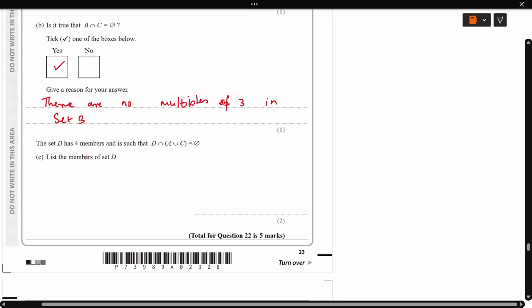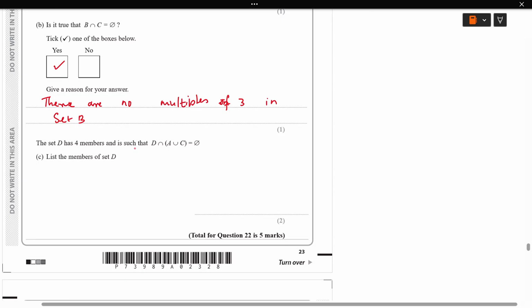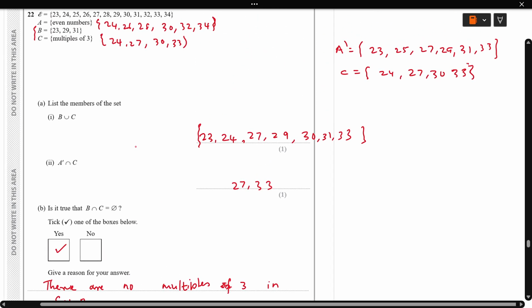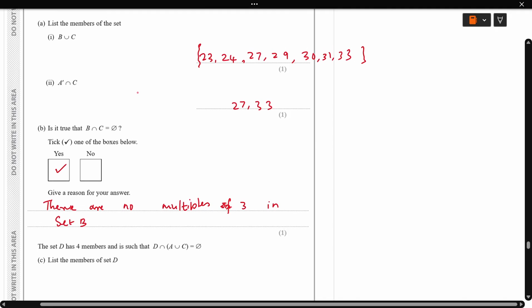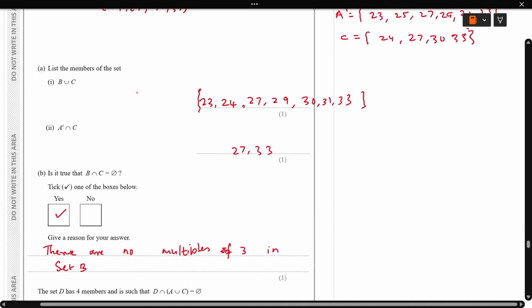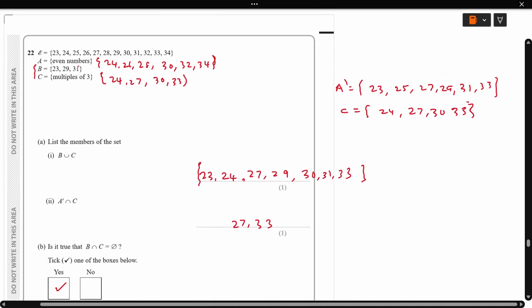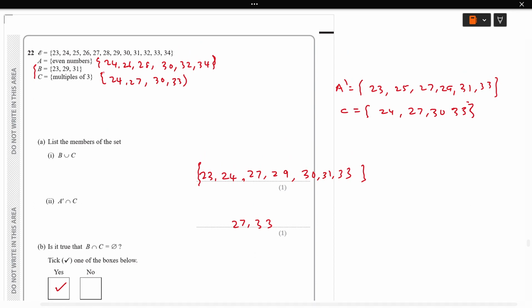The set D has 4 members and is such that D intersection A union C is empty. So list the members of set D. A and C union means even numbers and multiples of 3. Other than even numbers and multiples of 3, what elements are there? It should not be even or a multiple of 3.